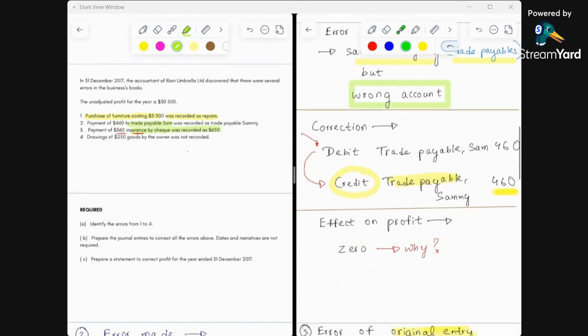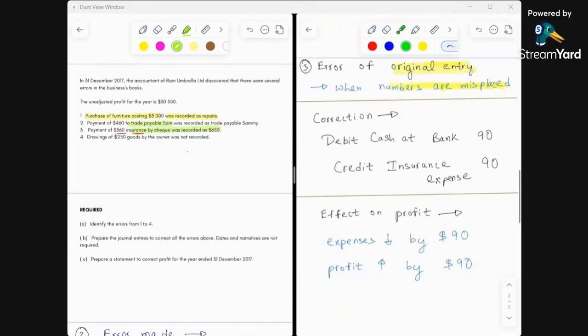All right. Now, let's move to the third error which we have got, okay?